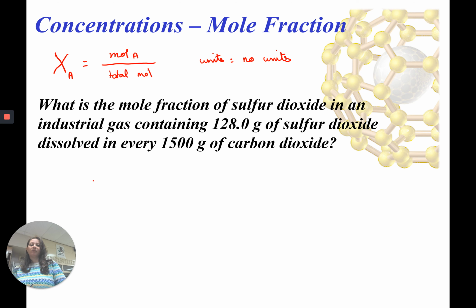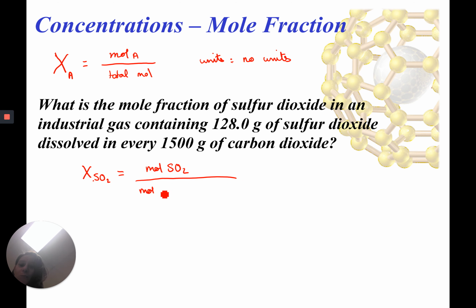So this question says, what is the mole fraction of sulfur dioxide in an industrial gas containing 128 grams of sulfur dioxide dissolved in every 1,500 grams of carbon dioxide? So as you can see, it's asking about mole fraction. So we want the mole fraction of the sulfur dioxide. So it's going to be equal to the moles of sulfur dioxide over the total moles, so moles of SO2 plus moles of CO2. We don't have moles of either, so we need to go from grams to moles for both of them.